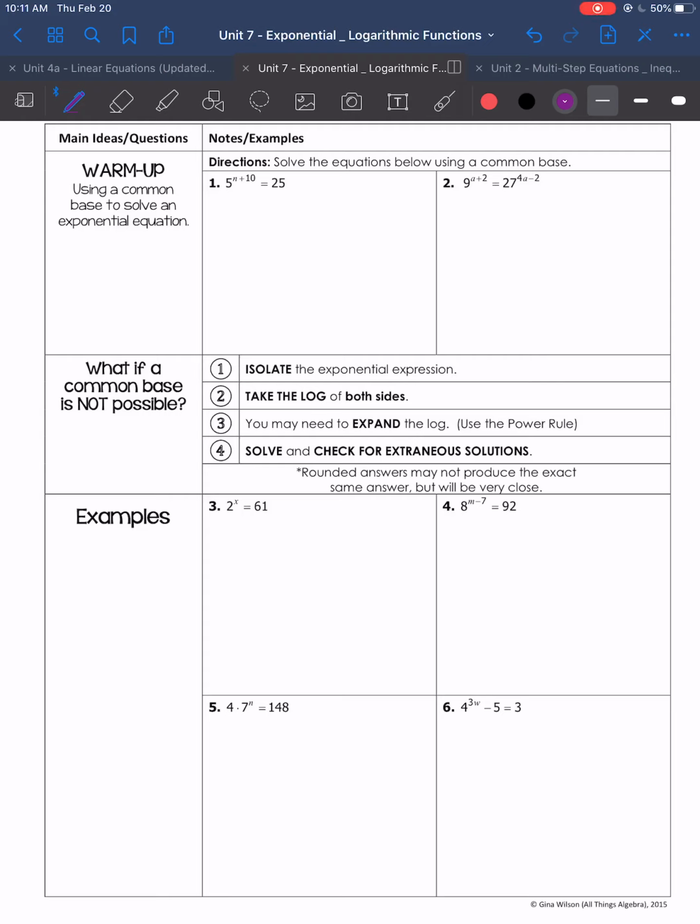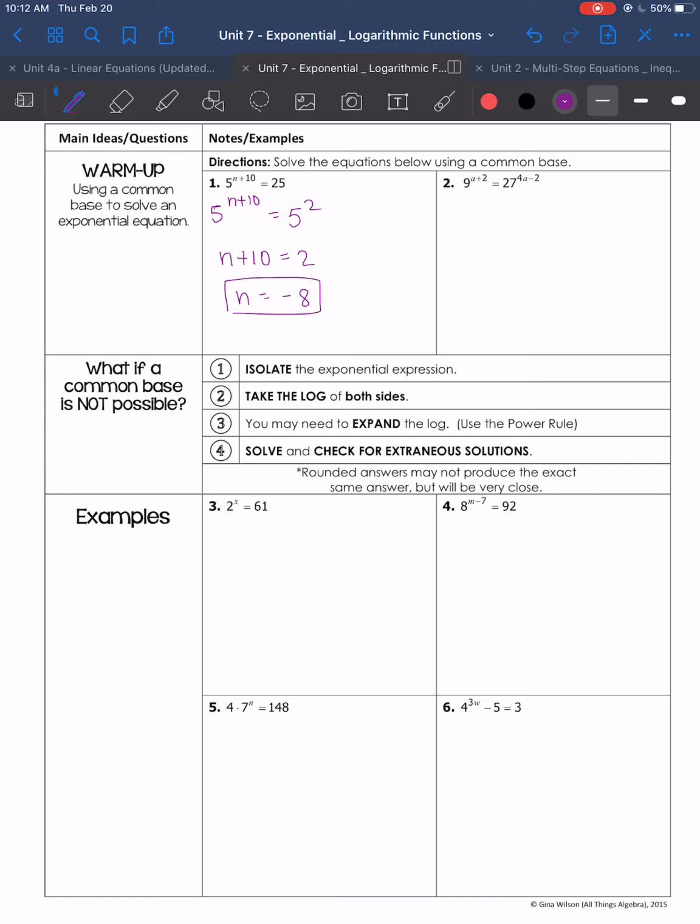In this video, we're going to talk about solving exponential equations using logarithms when common bases are impossible. But first, we're going to review a little bit when we can get common bases. So I have 5 to the n plus 10 equals 25, which is 5 squared. So I have n plus 10 equals 2. So n is then negative 8.